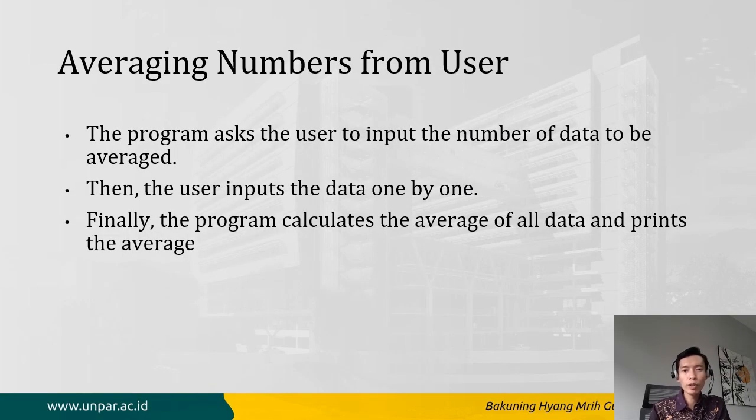So let's start. Here's the description of the problem. The program asks the user to input the number of data to be averaged. So the user determines how many data he or she has. And once he or she has stated how many numbers they have, the user will input the data one by one. Finally, once all the numbers have been inputted, the program will calculate the average of all data and also print the average. So that's the problem, and we're going to create a flowchart to show the ideas of solving this problem in a computer program.